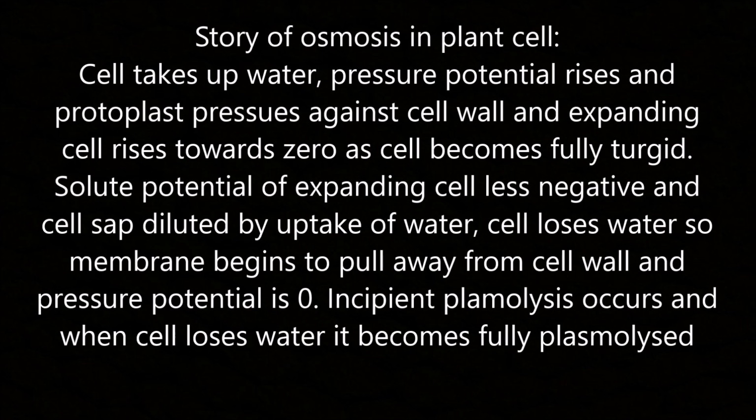The cell loses water, so the membrane begins to pull away from the cell wall, and the pressure potential is zero. Incipient plasmolysis occurs, and when the cell loses more water, it becomes fully plasmolyzed.